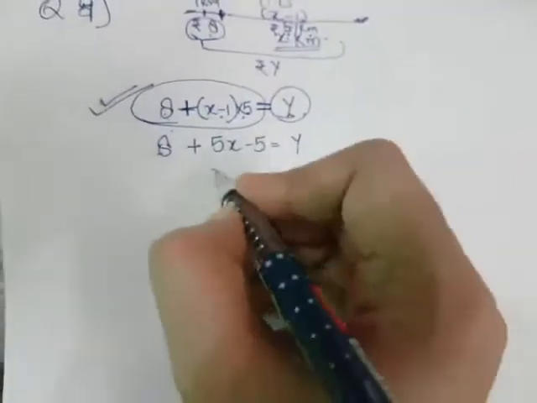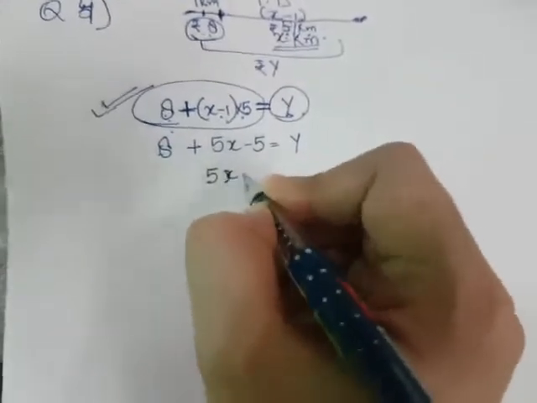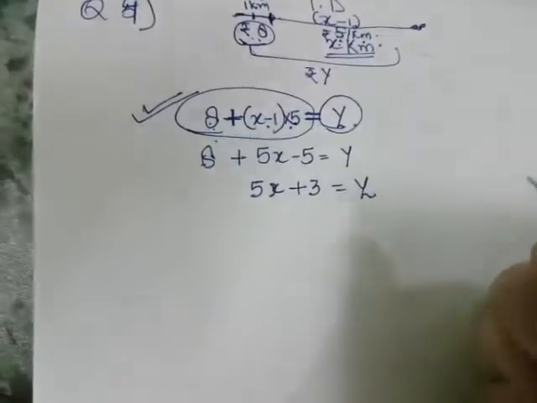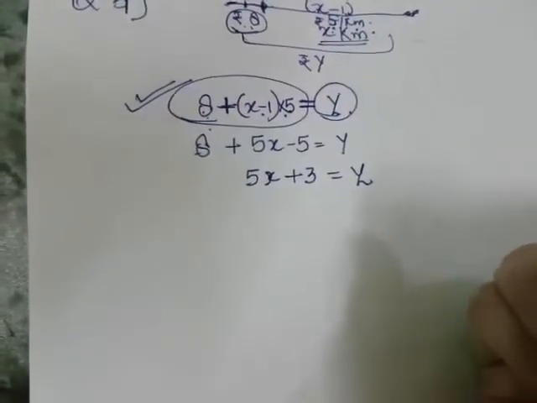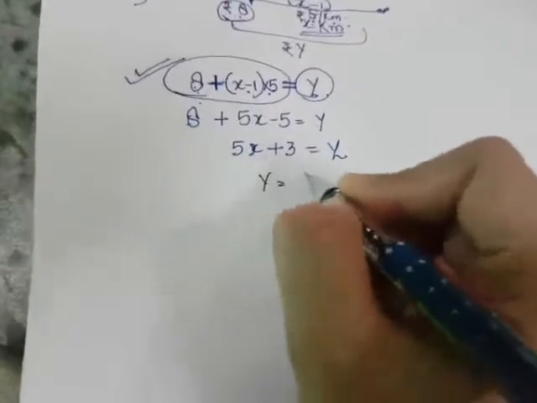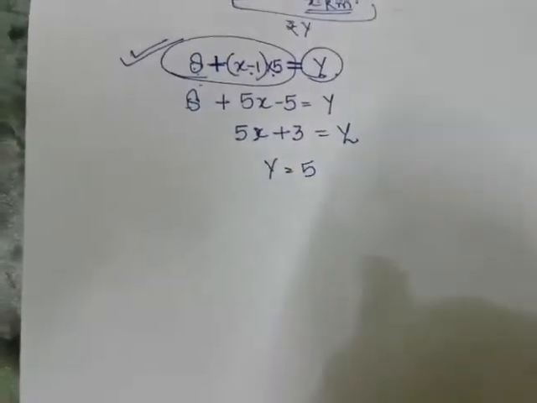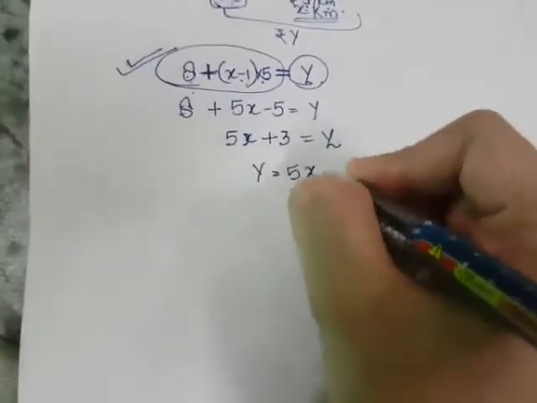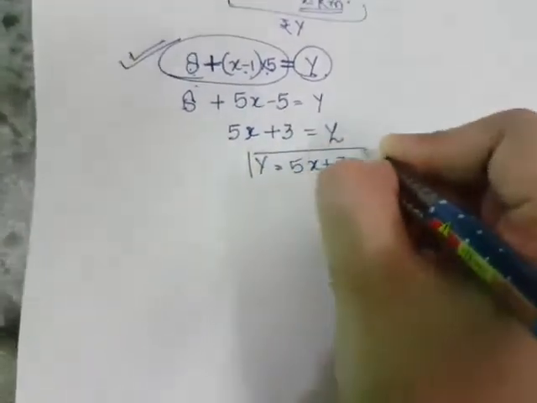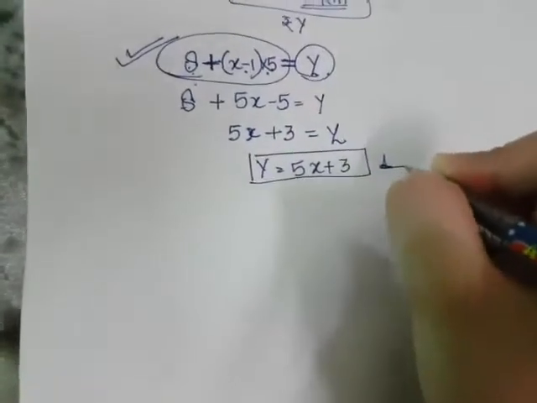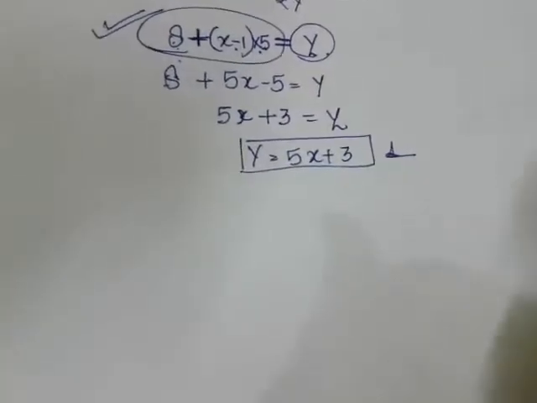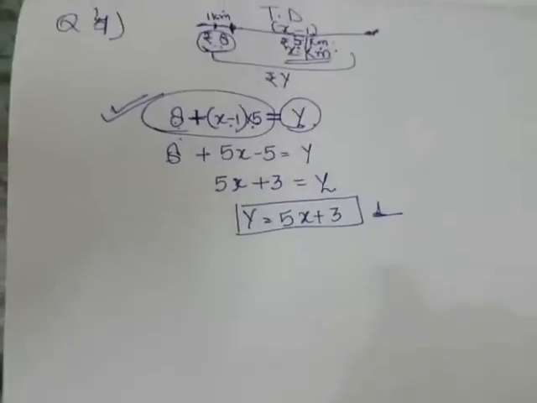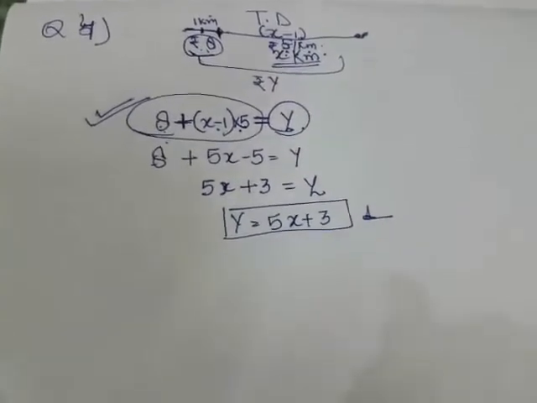So 8 minus 5 means plus 3. So 5x plus 3 equal to y. So the equation is y equal to 5x plus 3. ठीक है, ये हमारी इक्वेशन होगी. And they are saying to draw the graph of this equation. So you draw the graph of this equation. I have already told you how to draw the graph.